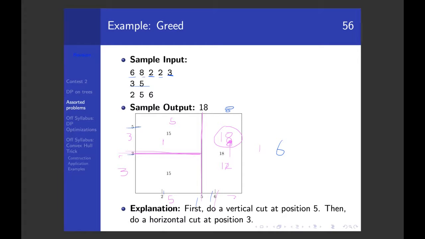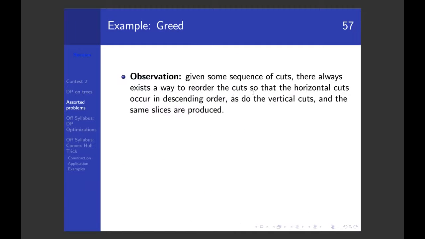Okay, so that's the problem. So now we'll discuss the solution. So first observation: given some sequence of cuts, there always exists a way to reorder the cuts so that the horizontal cuts occur in descending order, as do the vertical cuts, and the same slices are produced. What do I mean by that?